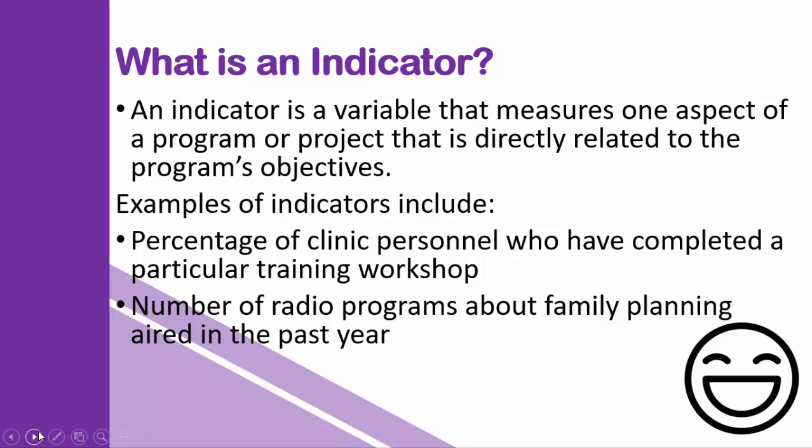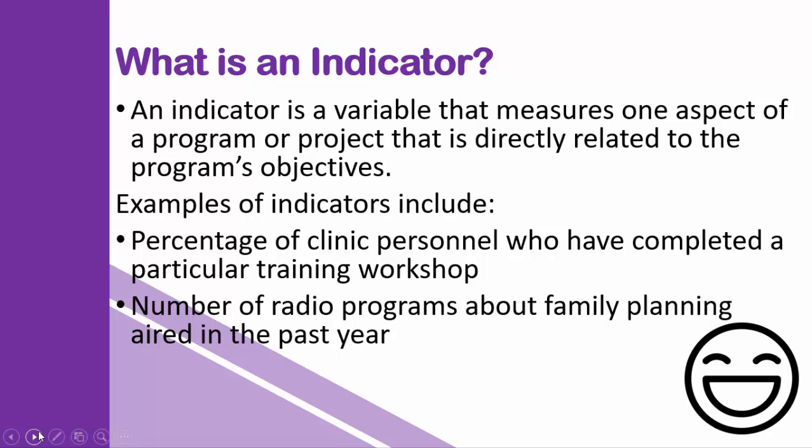Okay. So what is an indicator? An indicator is a variable that measures one aspect of a program or project that is directly related to the program's objectives. So really, an indicator is the means to measure change. Always have it in the back of your mind that what we are really doing is trying to measure change. And the only way you're going to do that is if you know exactly what you're looking for.